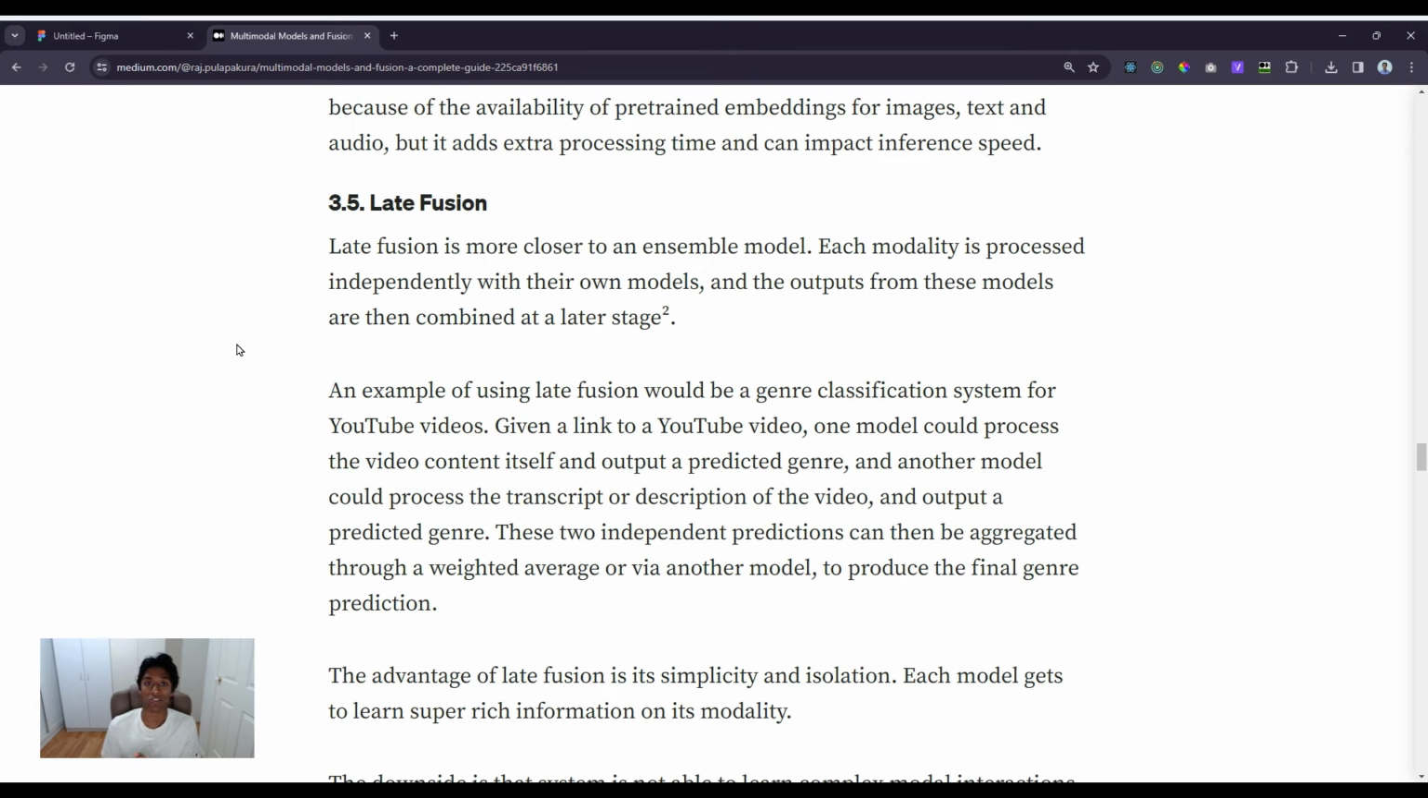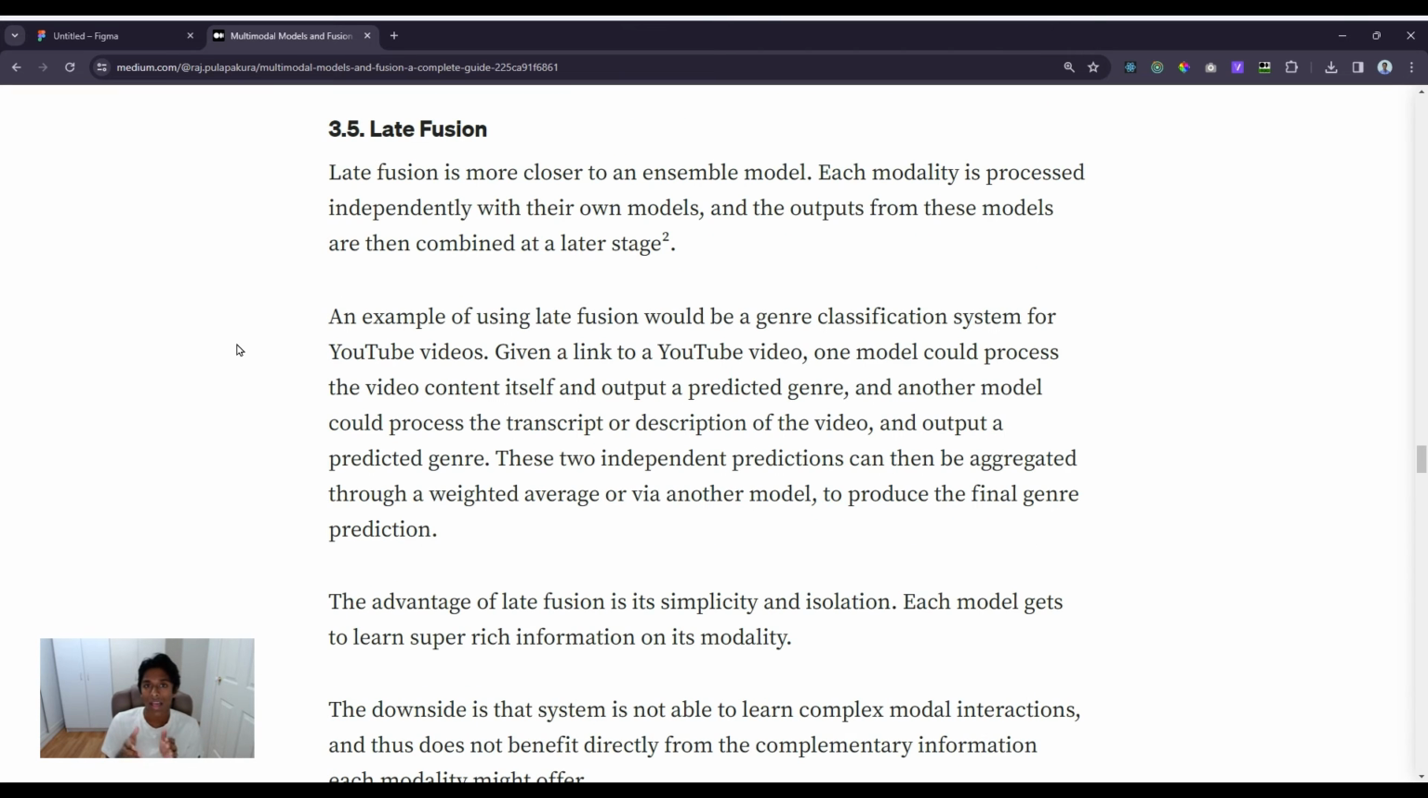How about late fusion? Late fusion is closer to an ensemble model, and an ensemble model is just a group of models which output their own predictions, and then the outputs from each model are used to decide on a final prediction. It's kind of like a voting system. Each modality is processed independently with their own models, and the outputs from these models are then combined at a later stage.